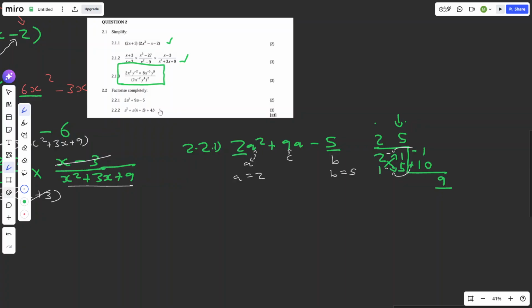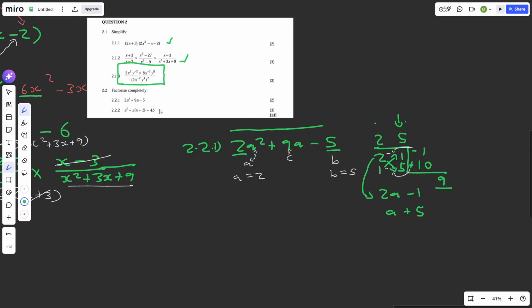So now from here, what's going to happen? You're then going to rewrite this whole part here as 2a minus 1, okay? And a plus 10, okay? So this part here is 10. It's positive. Let me just fix this quickly. It's actually a plus 5, okay?